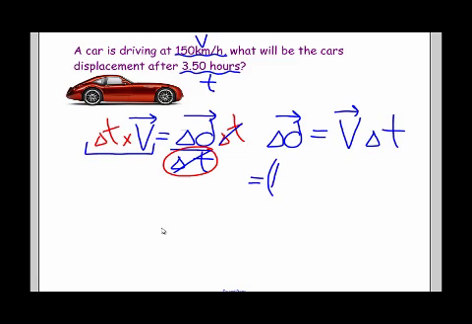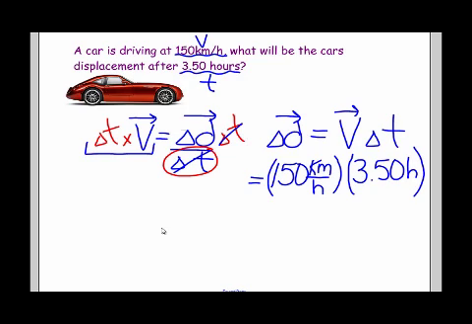My velocity is 150 kilometers per hour, and my time is 3.50 hours. Just like that. Now I need to figure out a unit. So I'll go 150 multiplied by 3.5 gives me an answer of 525. I need a unit and a direction on here.